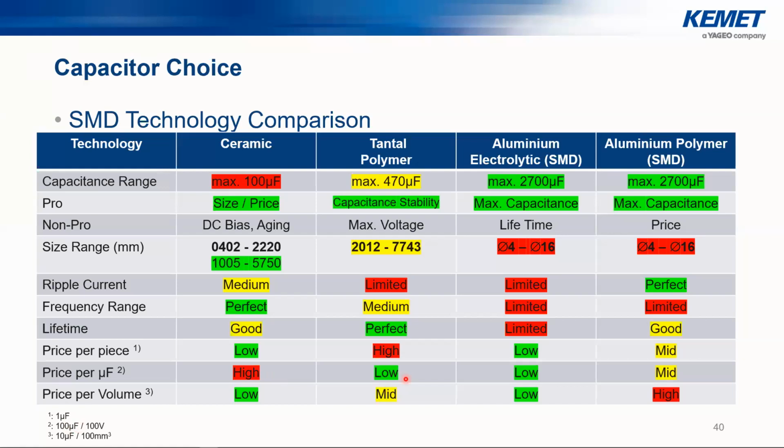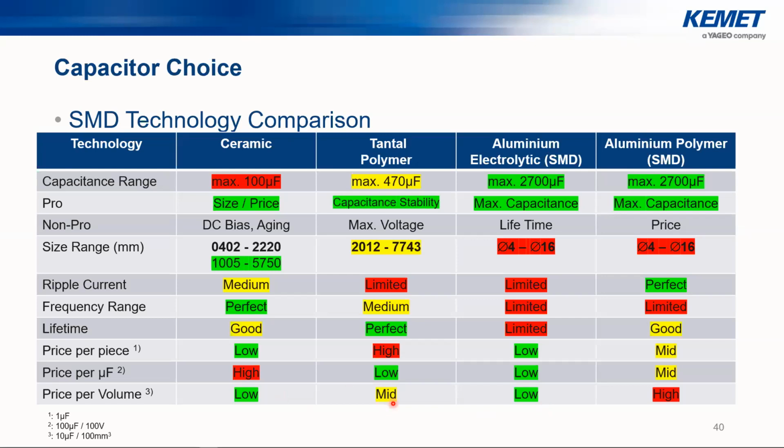It's much cheaper also than the new aluminum polymer or the hybrid solution. If you're now looking at the price per volume, so I tried to put 10 microfarad in 100 cubic millimeters, then again, the ceramic capacitor is still the cheapest, and also the aluminum electrolytic, which we say has the highest volumetric efficiency. And the tantalum polymer is mid-range.